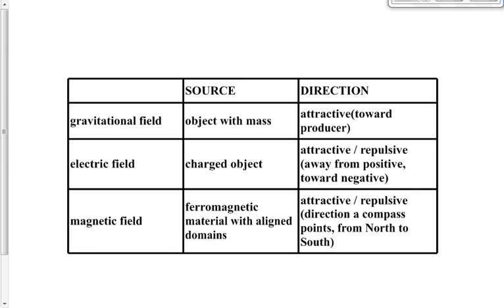We compared gravitational with electric with magnetic field yesterday, and of course the source. Right, that's all old stuff, right? The source is a mass. The source is a charge. The source is a magnet. And of course, with gravitational field, that's the only one that has to be attractive. The other ones could be attractive or repulsive.